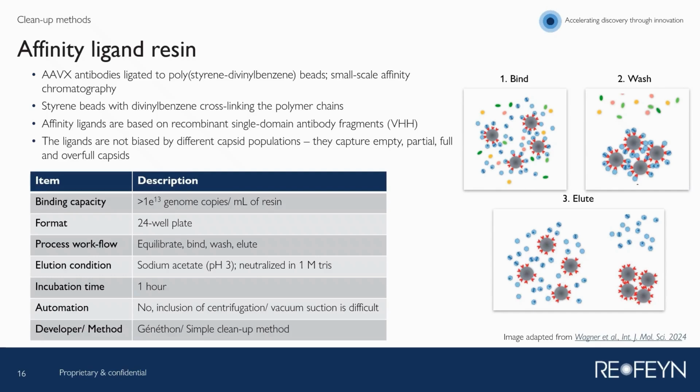After an hour of incubation, you now wash the beads to remove impurities and unbound particles. Finally, the AAV capsids are eluted from the affinity ligands using an acidic environment, which is then neutralized with 1 molar Tris. A few specifications of this protocol: the binding capacity of the resin is greater than 1E13 genome copies per ml of resin. The developer of this method is Généthon and it's called the simple cleanup method. The format they used was a 24-well plate.